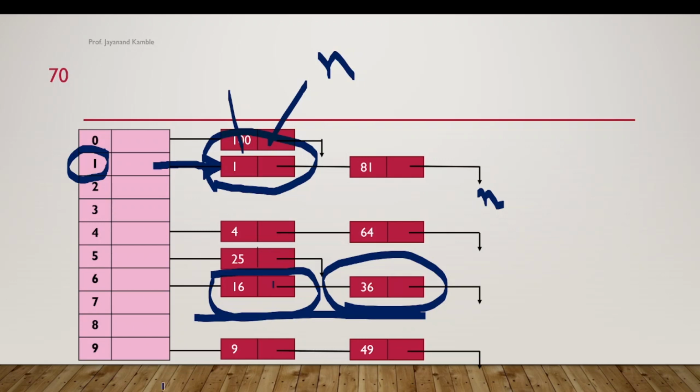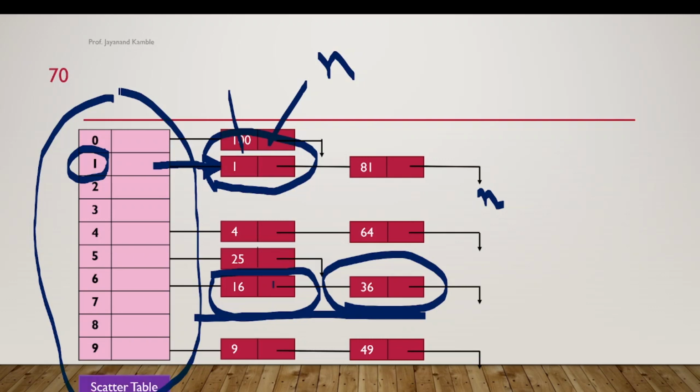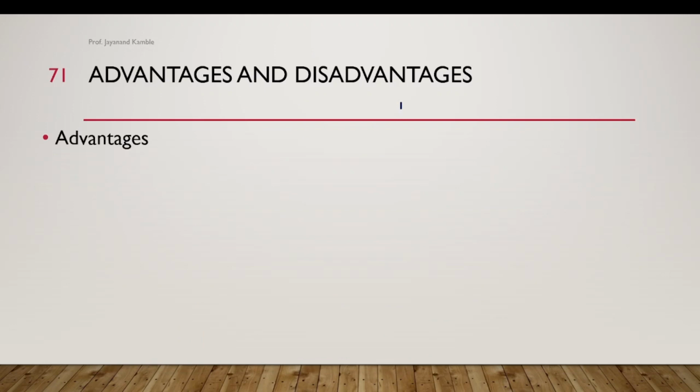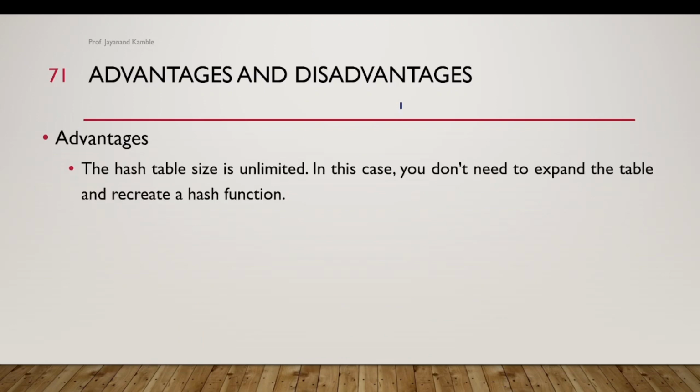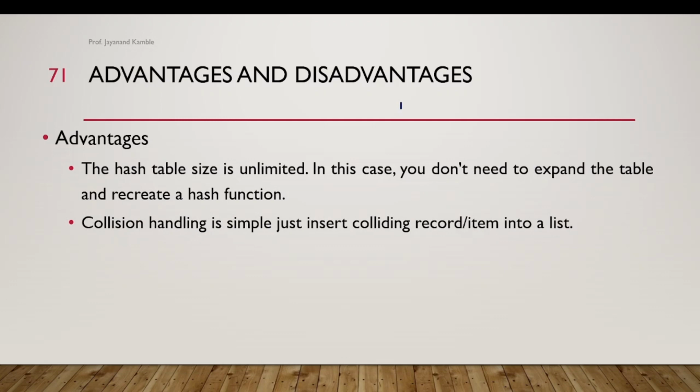Is this clear? Okay, so here this table is called a scatter table. Okay, and in this way we use the separate chaining method for collision resolution. Is this clear? Okay, now advantages and disadvantages. Hash table size is unlimited, no limitation on the hash table size. In this case you don't need to expand the table and recreate the hash function, right? Collision handling is simple, just insert the colliding record item into the list.